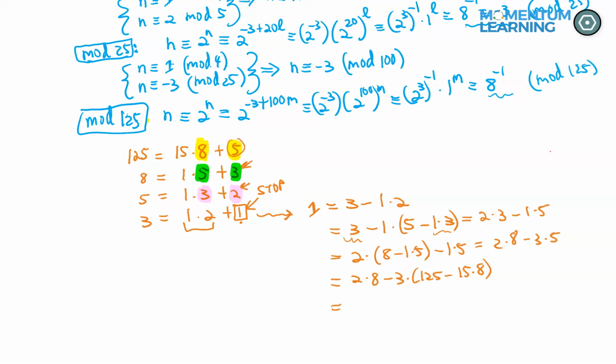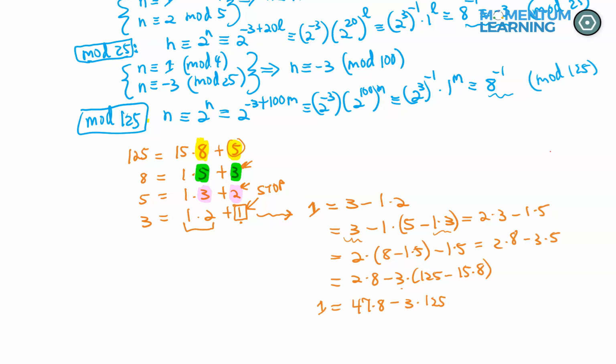Oh sorry, there's also a 3 here. Minus 3 times minus 15 is 45 plus 2, 47. 47 times 8 minus 3 times 125. And it's easy to check with a calculator if you compute 47 times 8 and subtract 3 times 125, to see if it is equal to 1.